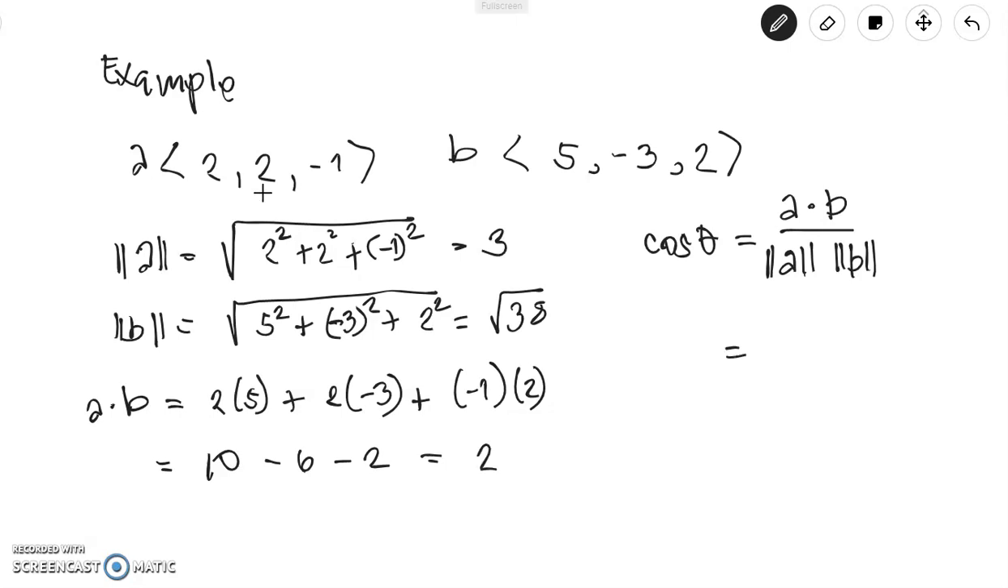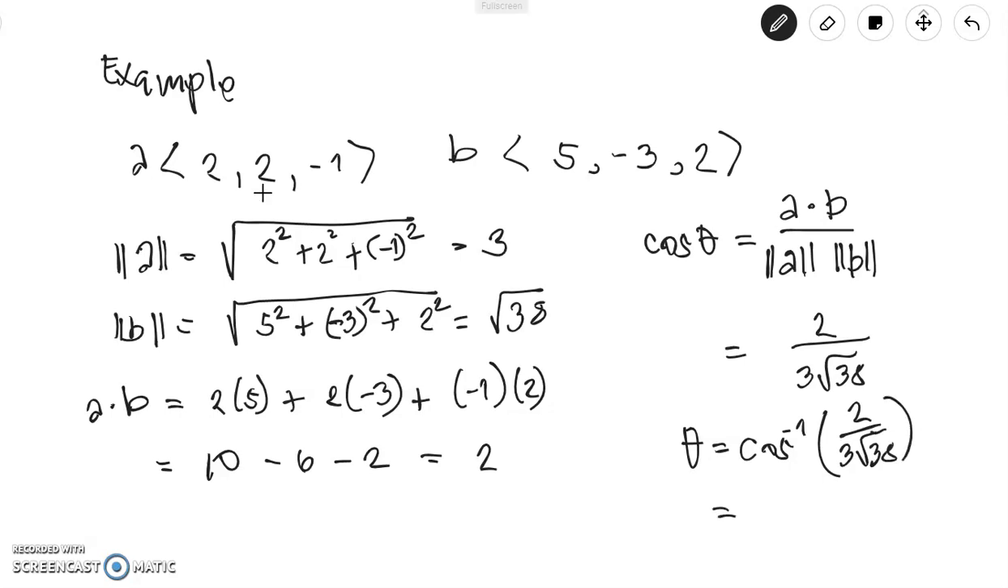So now we get 2 over 3 square root of 38, because the dot product is 2 and the magnitudes are 3 and square root of 38. To find theta, we take the arc cos of 2 over 3 square root of 38, which is approximately 1.46, or about 84 degrees.